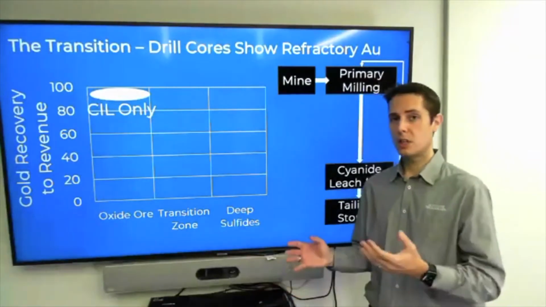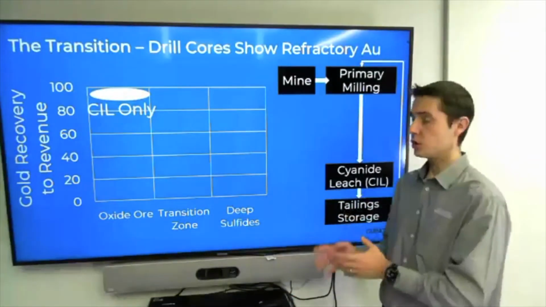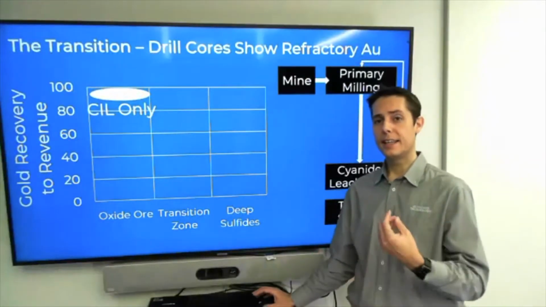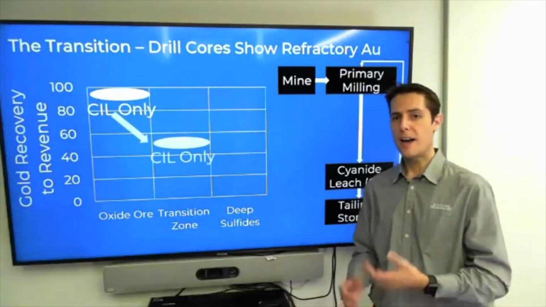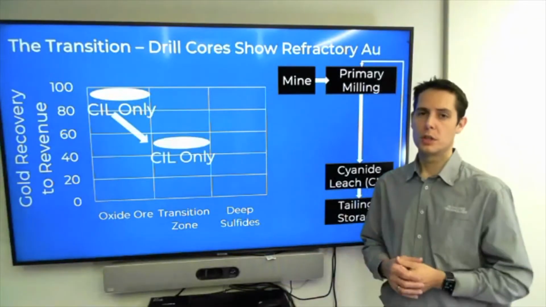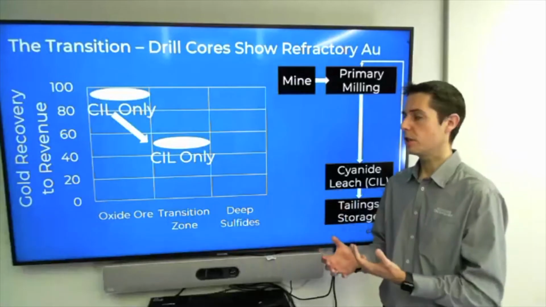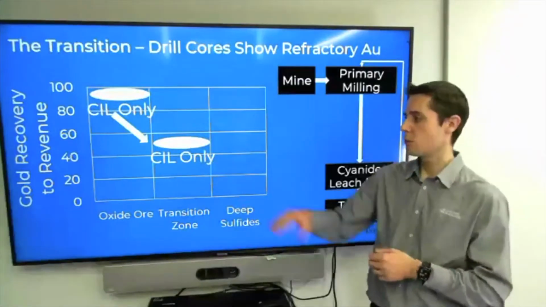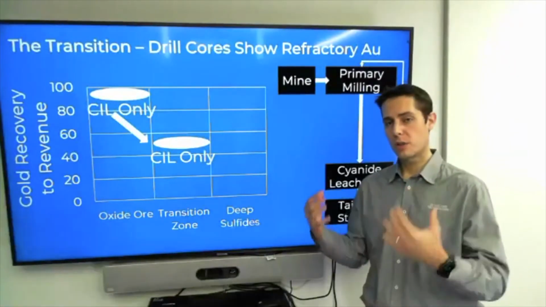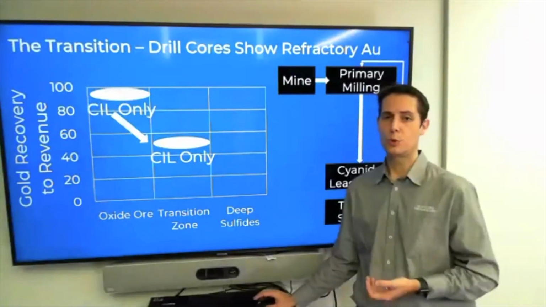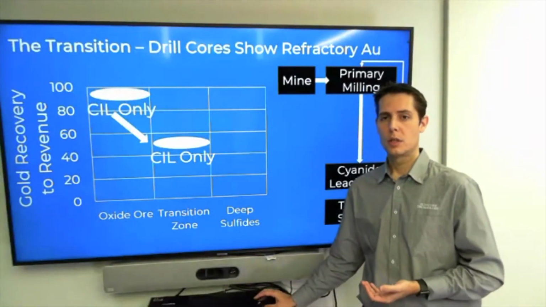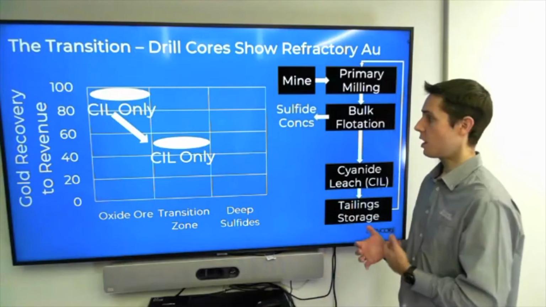You'll be able to see, oh, am I hitting a transition zone with sulfides? Is that going to be a point where I have a refractory gold deposit showing itself? And is that going to be a point at which we find that the recovery of the gold is not able to be achieved? So why is this recovery not able to be achieved?